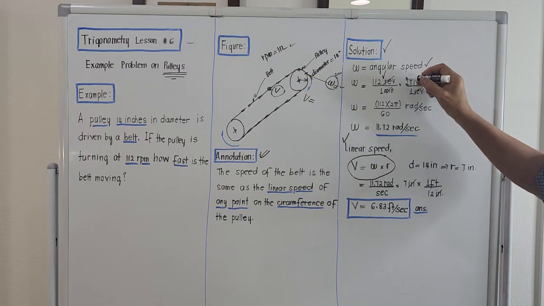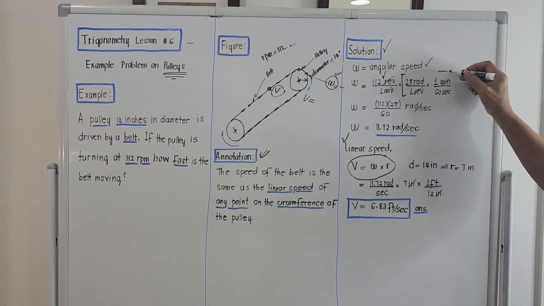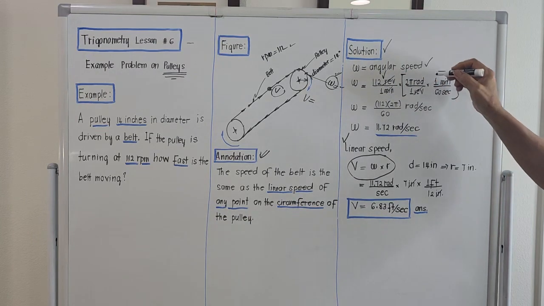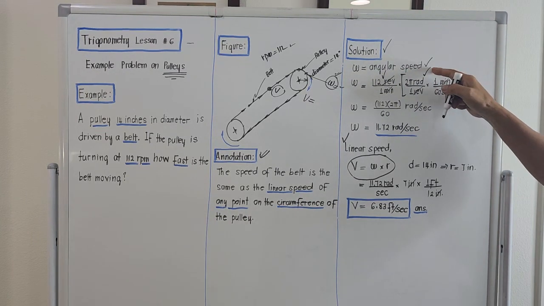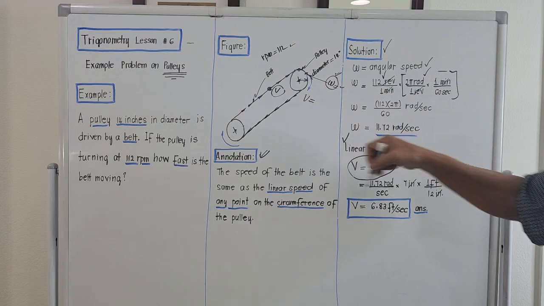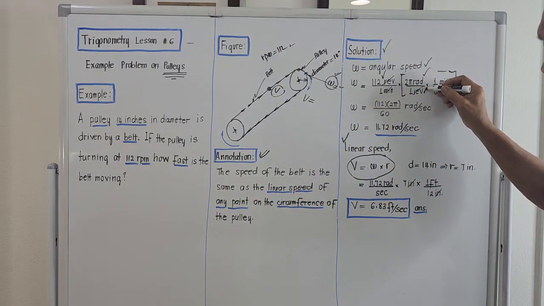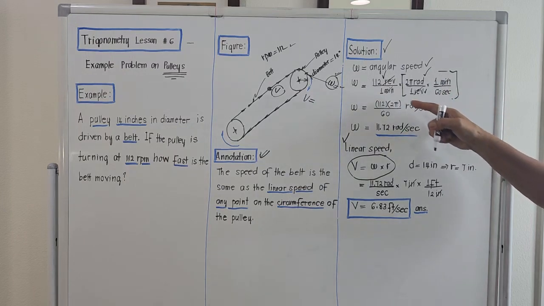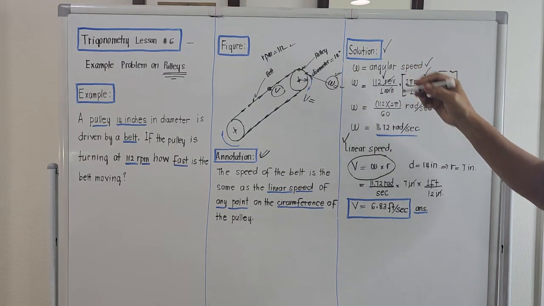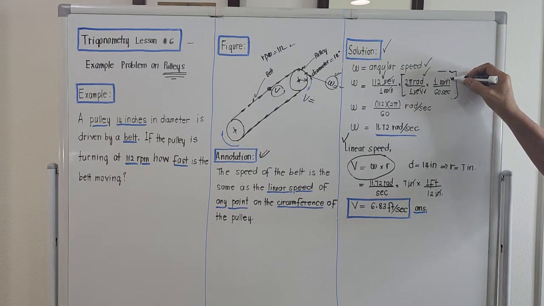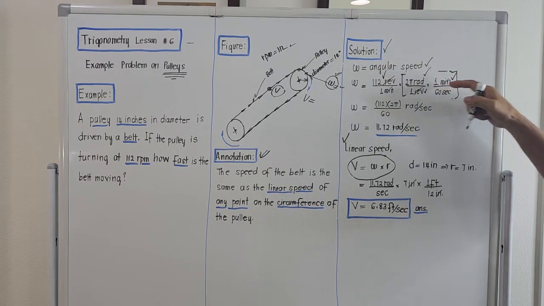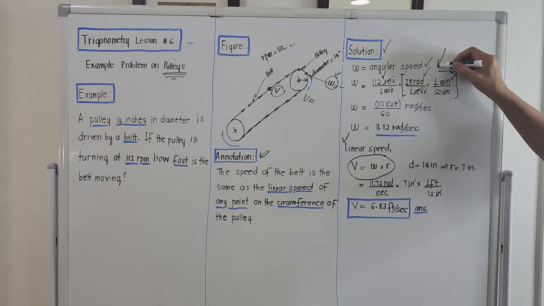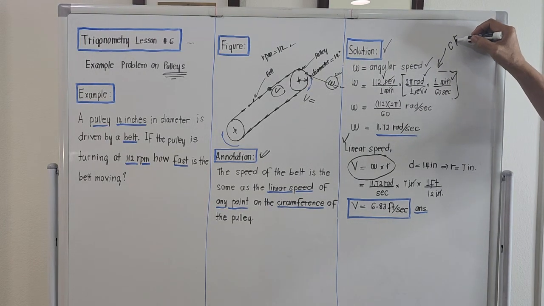this part here is the part of the conversion process. We will convert this revolution to radians, so this should be multiplied by 2 pi radians per 1 revolution. 1 complete revolution is 2 pi radians, right? This is just a conversion factor. Then we'll convert this minute to seconds, so we'll multiply this by 1 minute per 60 seconds. This part here is just the conversion factor.